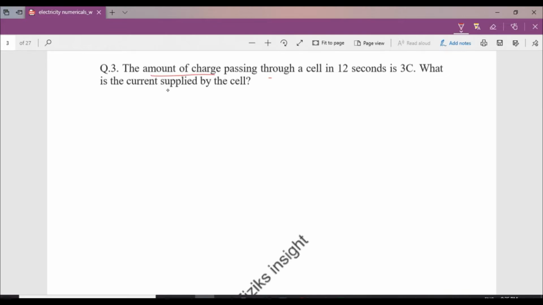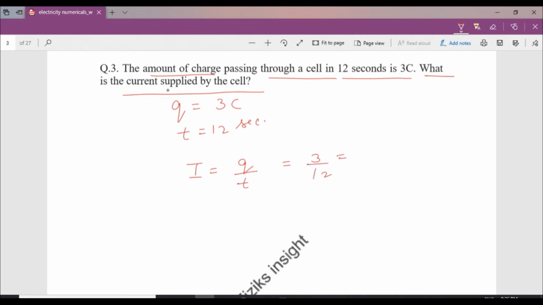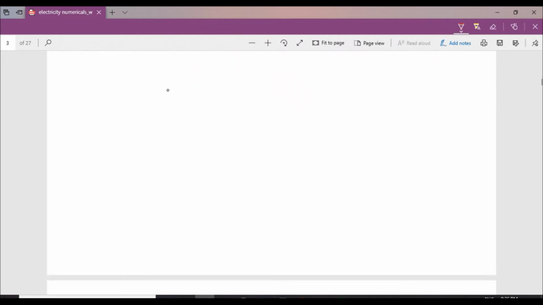The amount of charge passing through a cell in 12 seconds is 3 coulombs. So charge is given to us, that is 3 coulombs, and time is given to us, 12 seconds. Both of these terms are in SI. We have to evaluate current supplied by the cell. So the formula of current is Q by T, charge per unit time. So 3 by 12 it is 1 by 4, or you can say 0.25. All the system is in SI, so the units are coulomb per second, or you can say 0.25 amperes. So this is our required result. Proceeding to the next question.